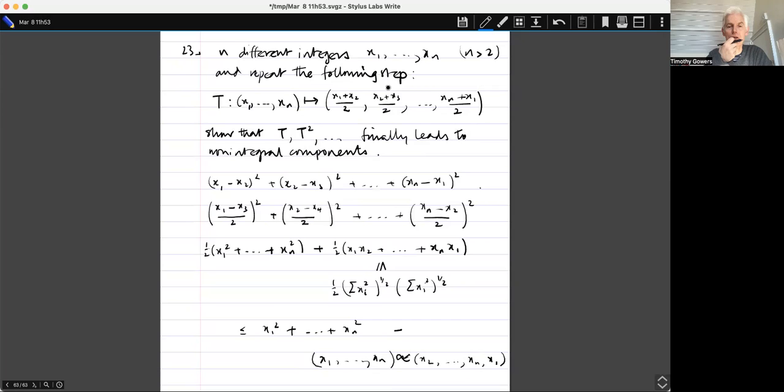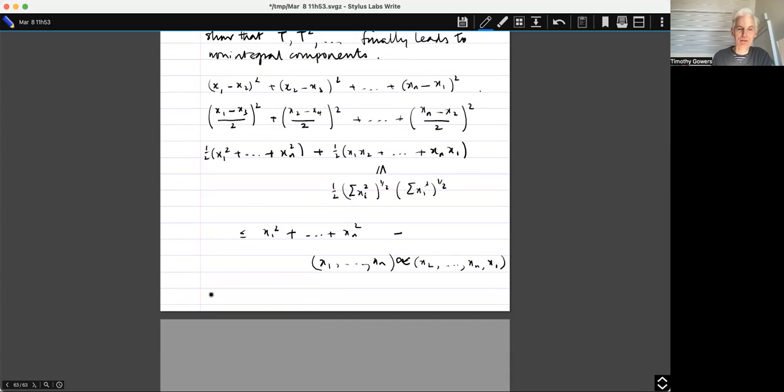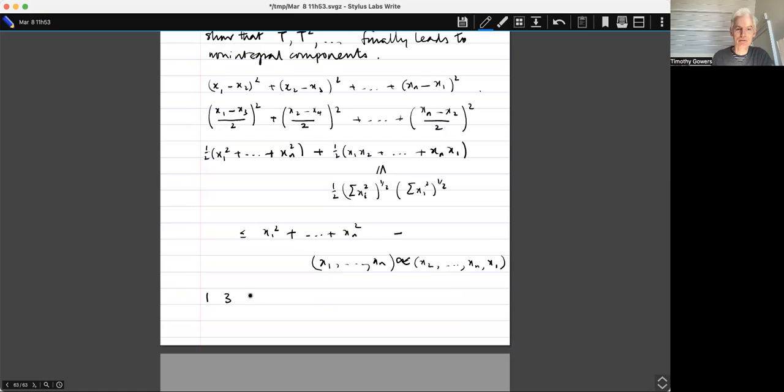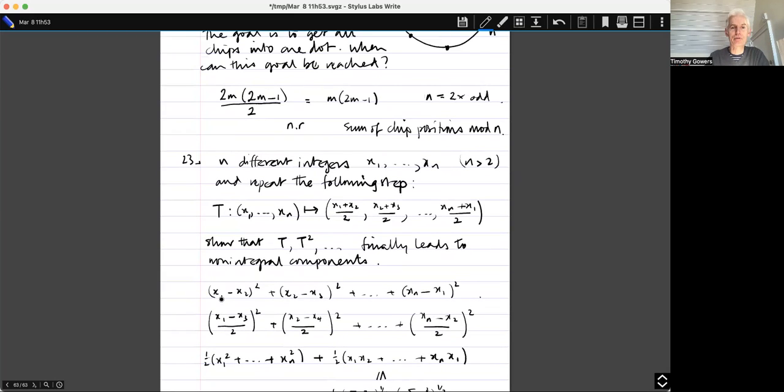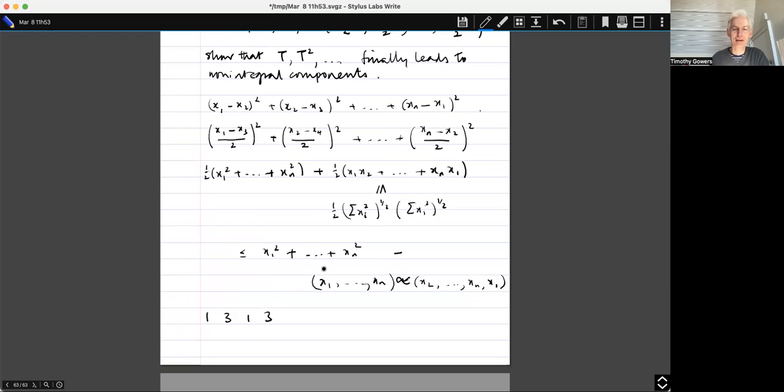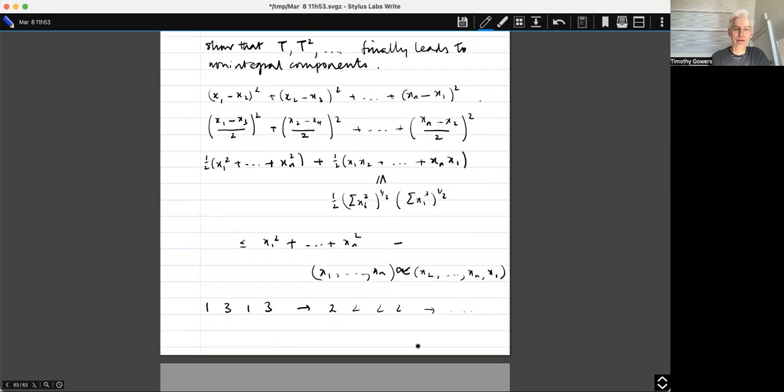I'm now slightly confused. Just to see what I'm missing, let me look at 1, 3, 1, 3. This is taking n equals 4. Did they all have to be different? Oh, yes, they did. Oh, so I was missing something, actually, because if I replace everything by the average of it and its neighbour, it goes to 2, 2, 2, 2, which then remains constant. So I need to argue that I can't get a constant vector.